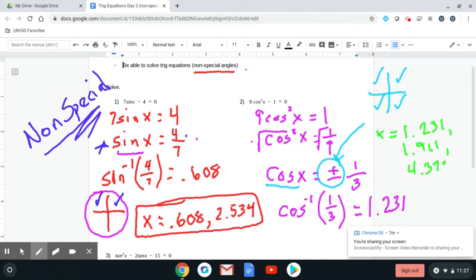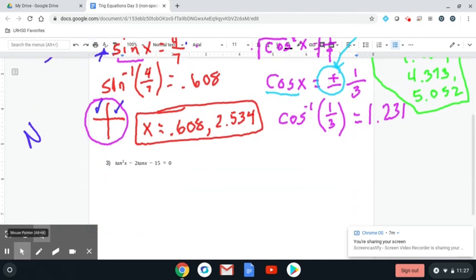That'll give me 4.373. And then lastly, quadrant 4, I'm going to take 2 pi and subtract 1.231 from it. That's going to give me 5.052. So you end up getting 4 different answers in this problem, but that should make complete sense because you are in 4 different quadrants, and each quadrant has its own angle that goes with it. So you would end up with four different answers for problem number 2.